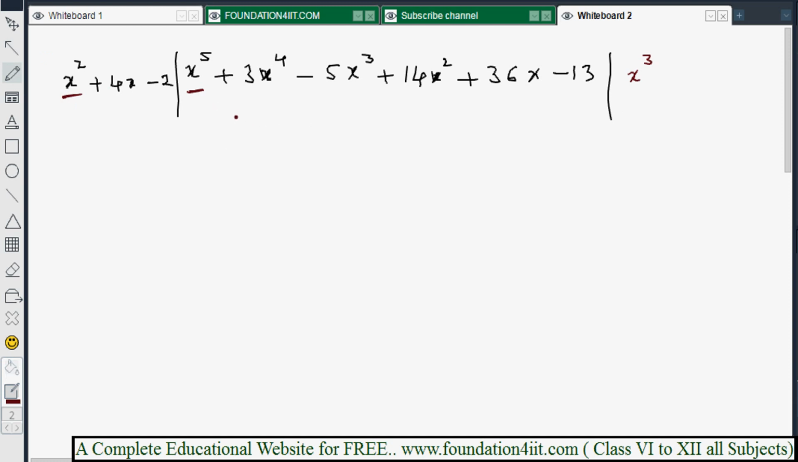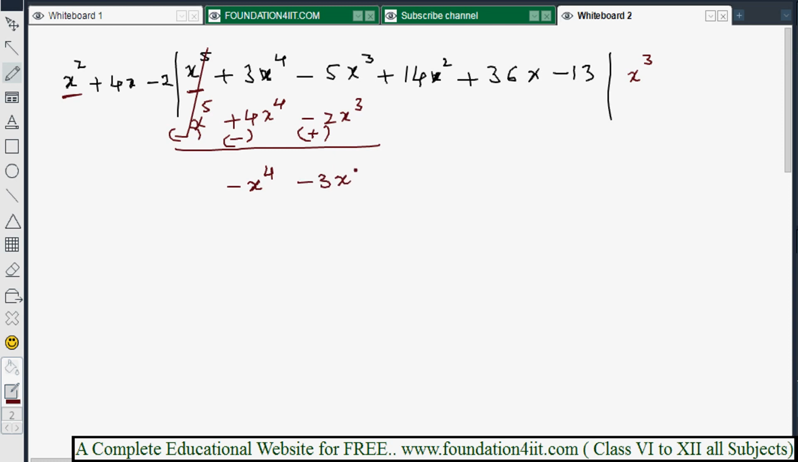x cube into x square is x to the power 5. Again x cube into 4x is 4x to the power 4, minus x cube into 2 is 2x cube. That's the first step. Then subtract it, changing the sign where needed. The first term gets cancelled. Plus 4x power 4 becomes minus and this is plus. 3 minus 4, so minus x to the power 4, and minus 5 plus 2 is minus 3x cube.